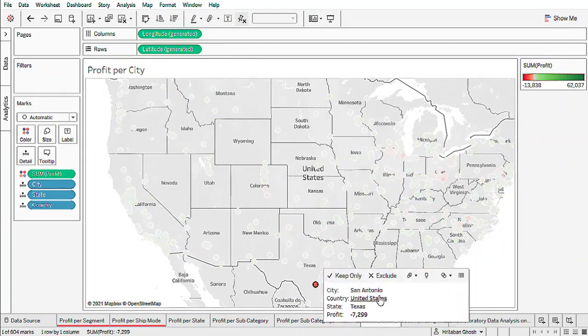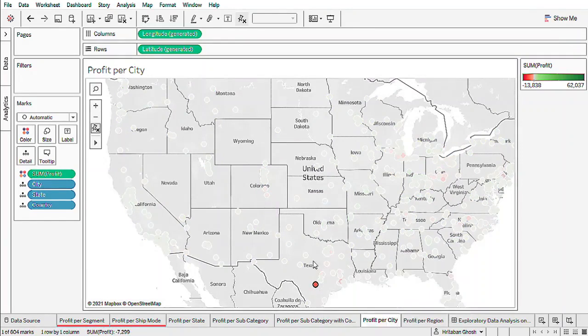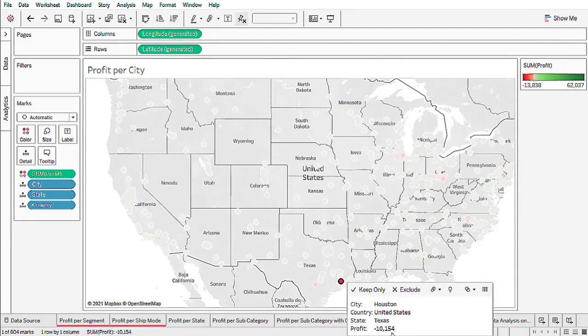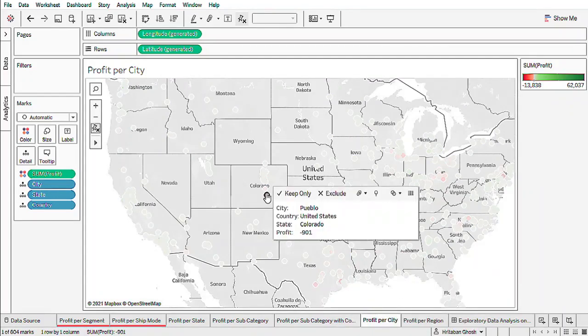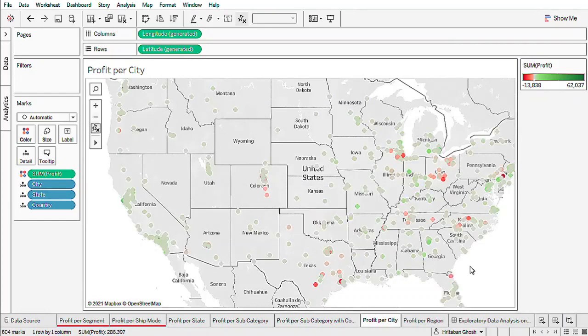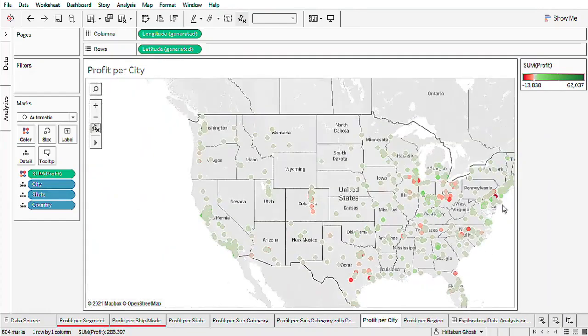For example, the city of San Antonio has a superstore which is incurring losses and is in Texas. And here we have Houston, which is again incurring losses of nearly $10,000 and is in the state of Texas. Here we have Pueblo, which is again incurring loss and is in the state of Colorado. Thus, we can again analyze from here which cities are incurring losses and focus on them more. But this still doesn't tell me why these cities are incurring losses. So let us dive into a more interesting view.